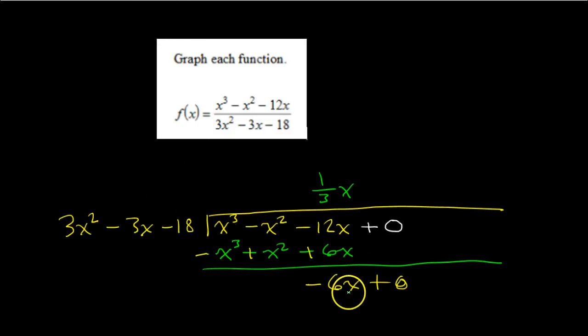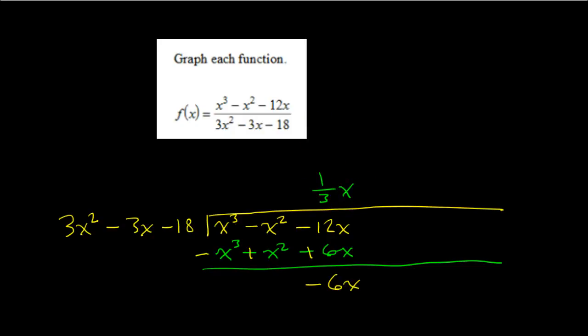So I'm going to divide this by this. Well, this is already a smaller degree, so this will not go into this anymore. So that means this is my remainder. I guess I don't need the plus 0 on the end. This is a smaller degree than this, so I can't divide this anymore.